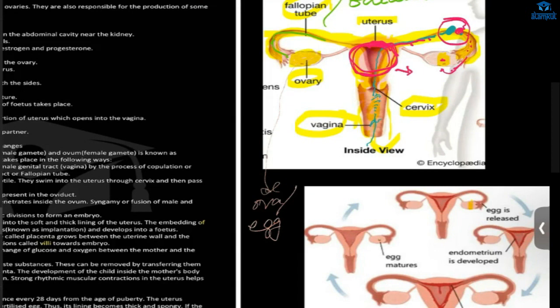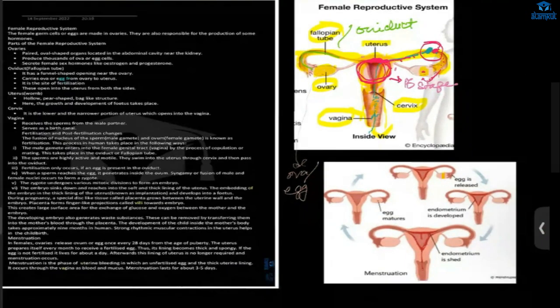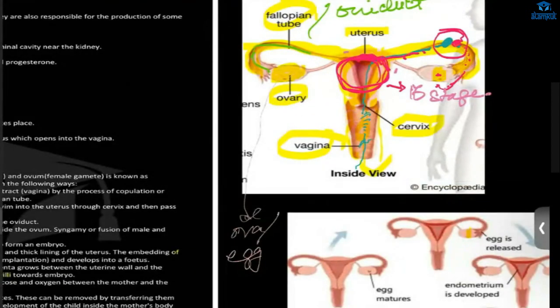That is called implantation. After implantation, nutrition will be given to the baby through the placenta, and then the fetus will grow for 9 months. After that, there will be contraction of the uterine wall, and through that the baby will come out through the vagina. That's the whole process.